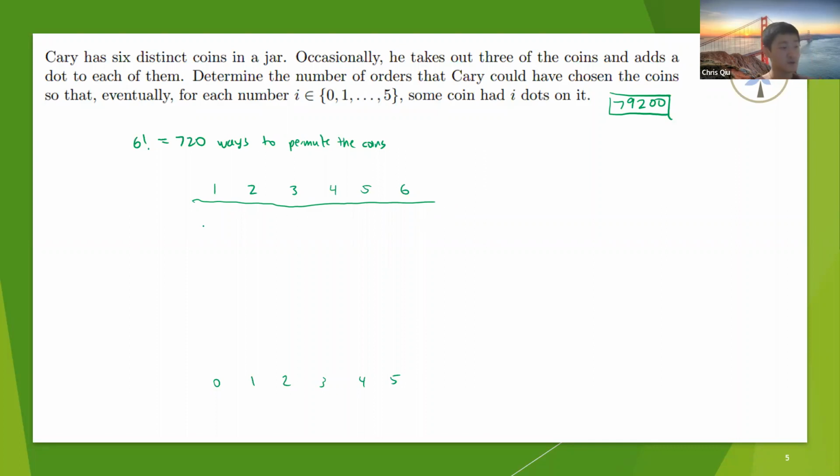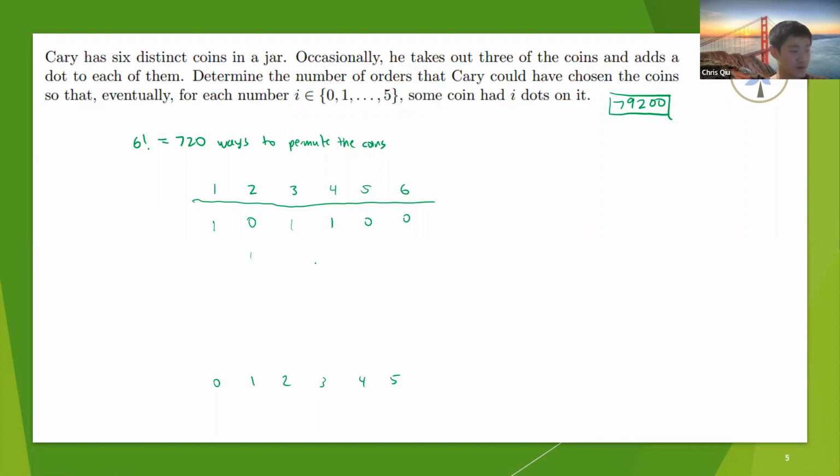And as for rows, what we're going to do is say in the first occasion, he takes out these 3 coins, 1, 3, and 4. Then we're going to put 1 in each of these three coins and zeros in the other coins. So we're going to have 1, 0, 1, 1, 0, 0 as our signature for this row.